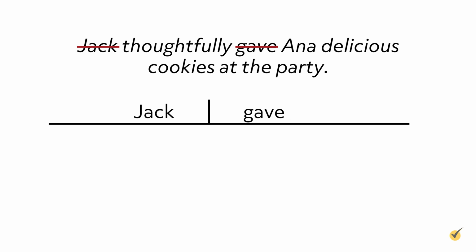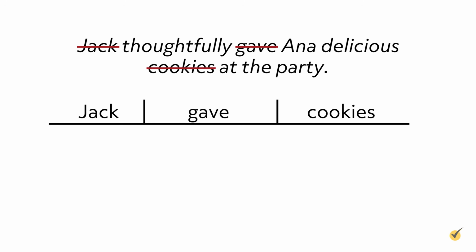Next, let's determine if there is a direct object. A direct object is the noun that receives the action of the verb. In this case, what did Jack give? He gave cookies. Draw another vertical line after the verb and place the direct object on the right side of that line.